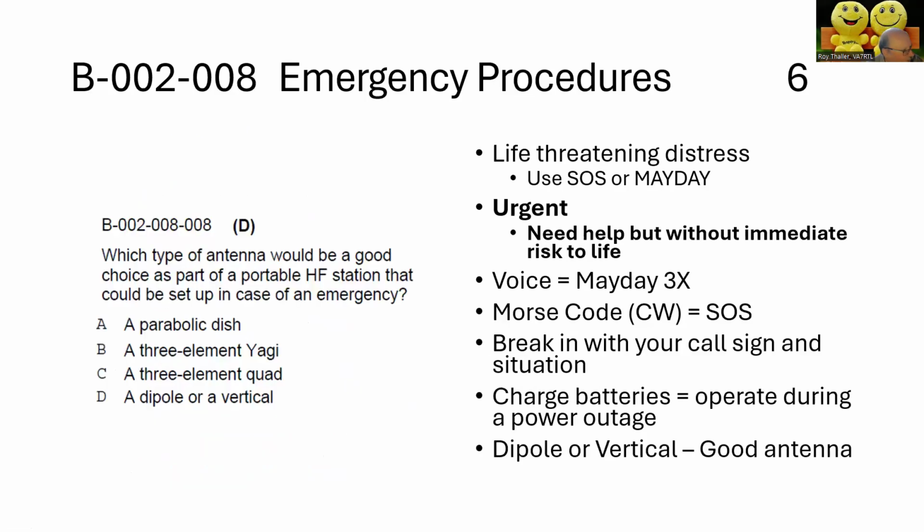What type of antenna would be a good choice as part of a portable HF station that could be set up in case of an emergency? So you want the simplest antenna that you can have, and that would be a dipole or a vertical. That would be relatively easy to set up and to use.